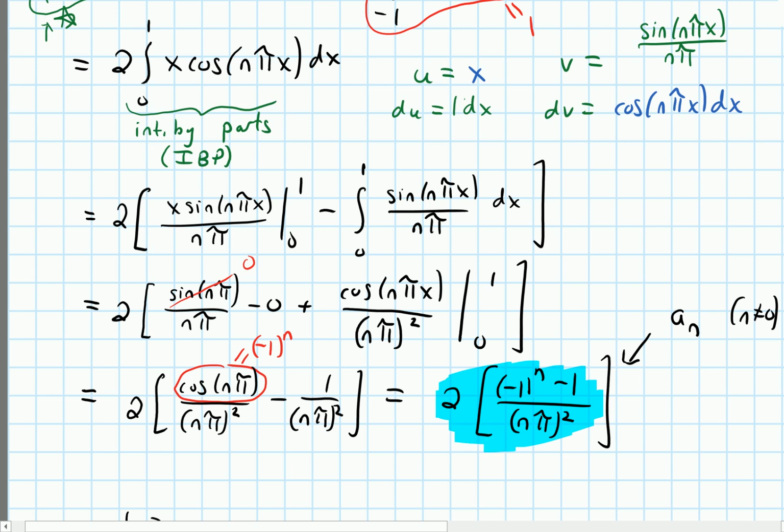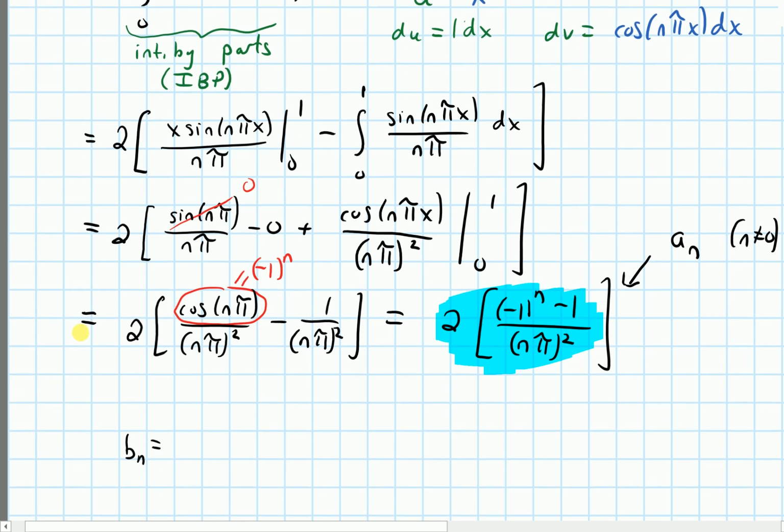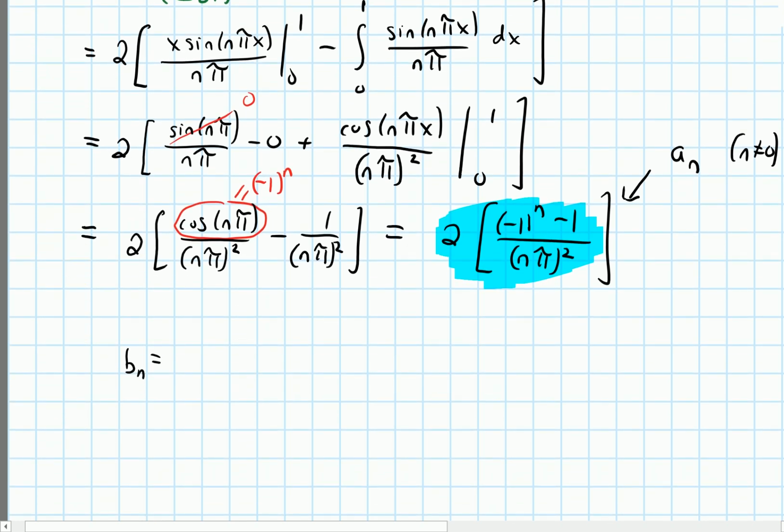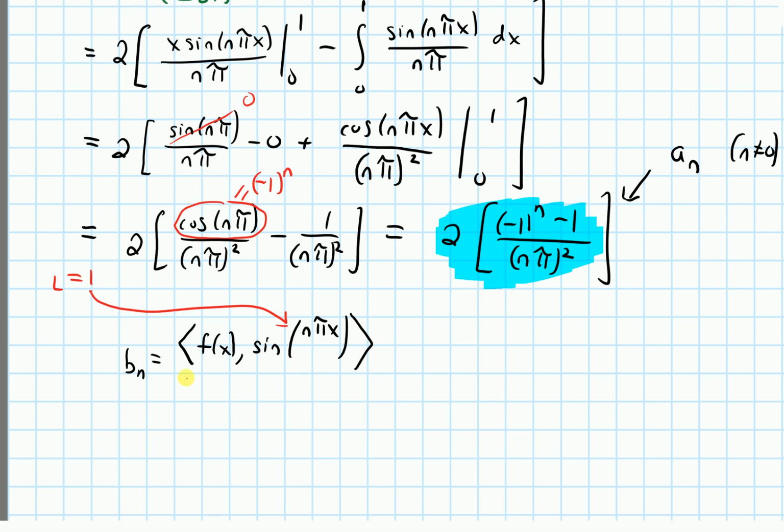So finally, we need to get what b sub n is. So the coefficients of the sine terms. So this time we're projecting onto the sine terms. So we'd get f of x inner product with the sine term, sine of n pi x. And then L is 1 technically, so I don't need to write a denominator. All right, so L here is 1. That's why I'm not writing the denominator. And then divided by the inner product of sine of n pi x with itself, sine of n pi x.